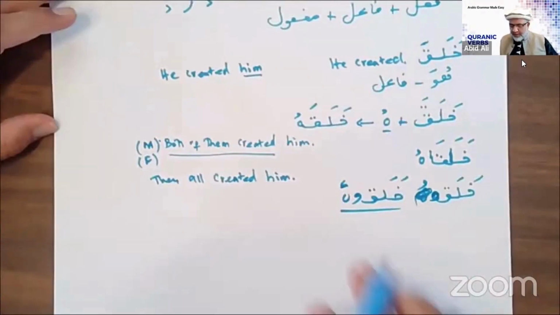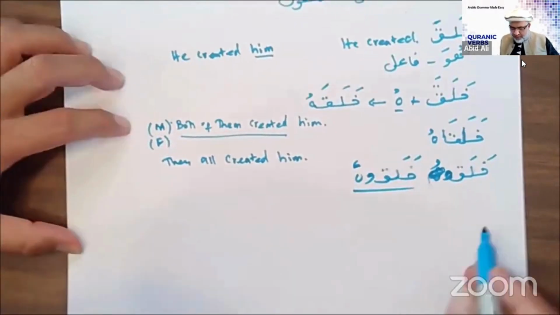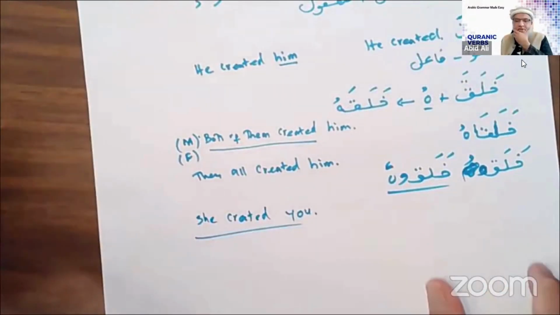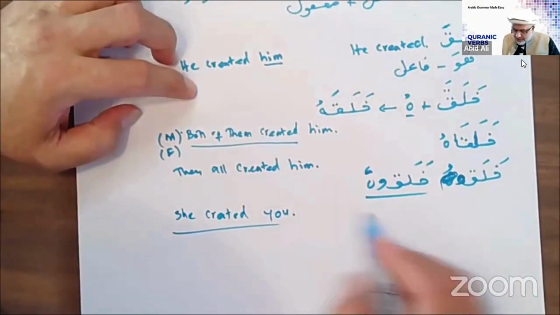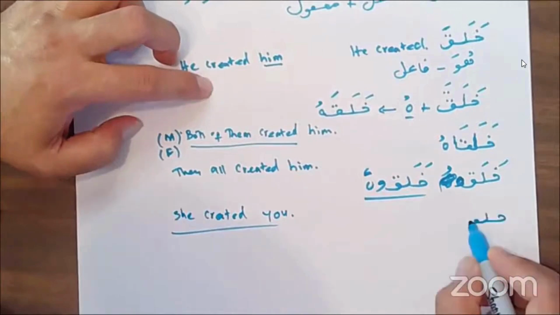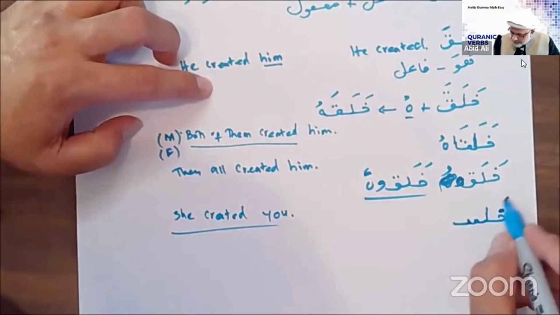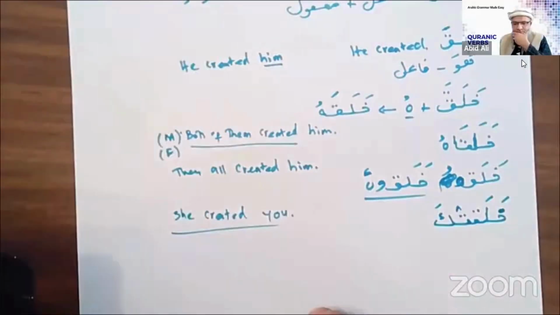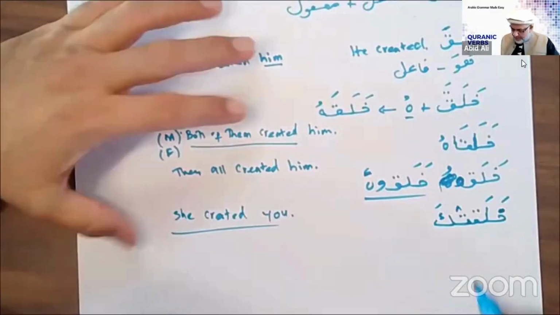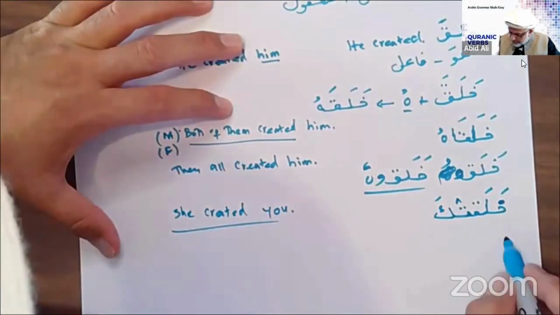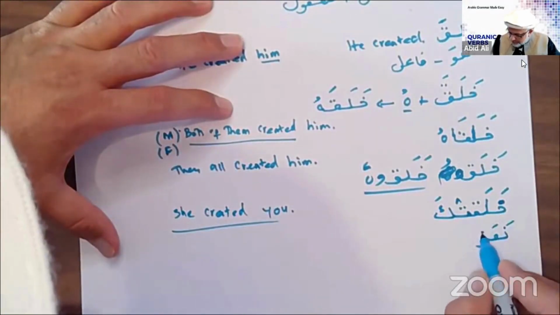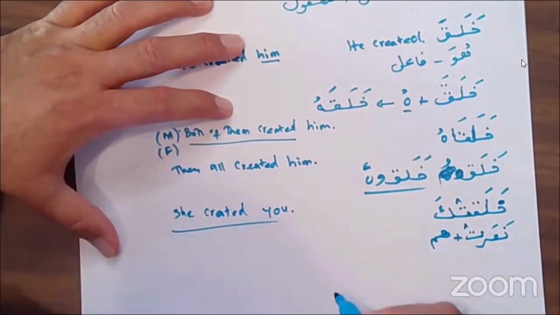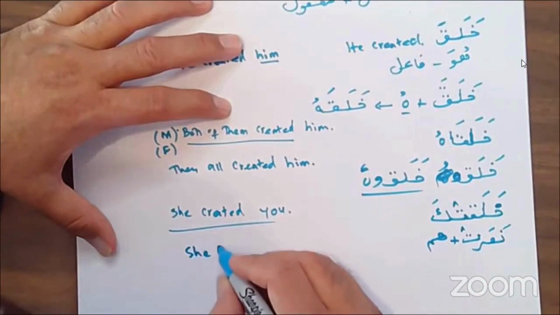It's been quite some time, but I will give you an example of this, inshallah. If I want to say she created you, what will be the translation of she created? Khalaqat, khalaqatka, right? Okay, let's say Nasarat. What is Nasarat? She helped. Whom? She helped them.